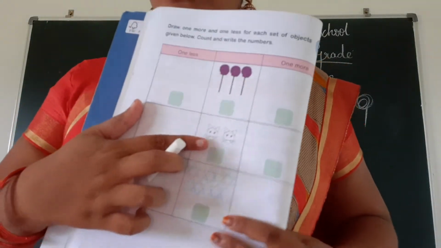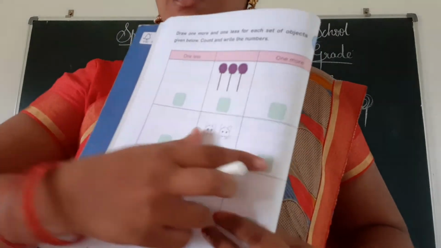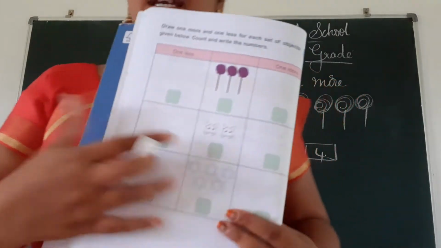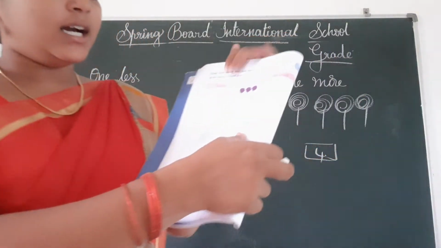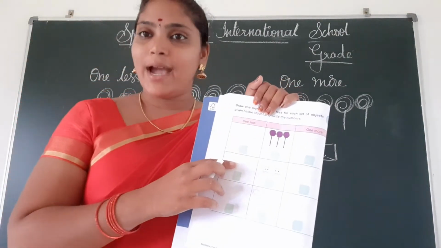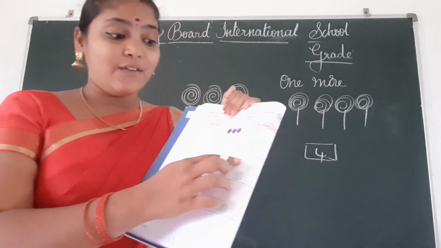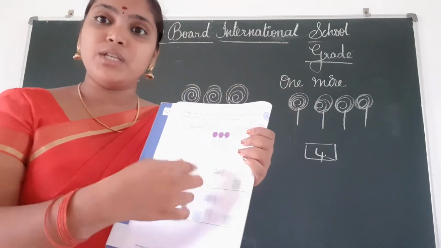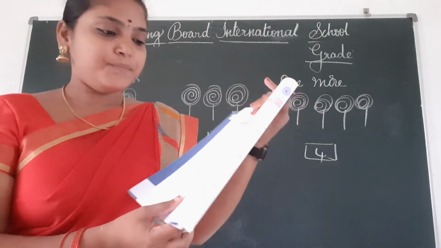So here 2 means here you have to draw 1 and here you have to draw 3. Here 2 cats are given. You have to draw 1 cat here. Why? Because 1 less means you have to draw 1 cat, and 1 more than the given 2 means you have to draw 3 cats.